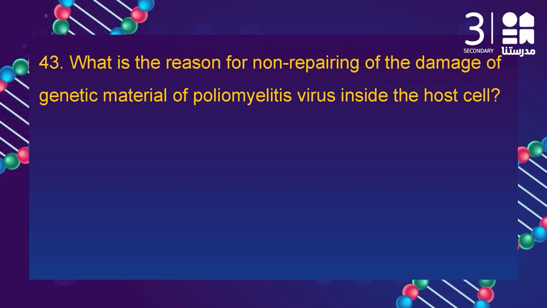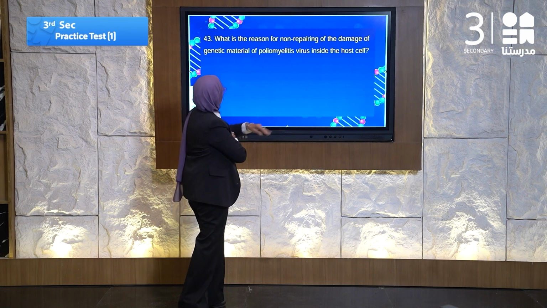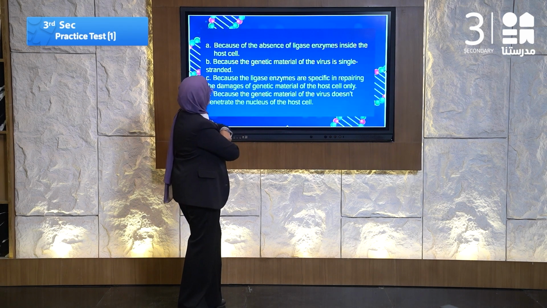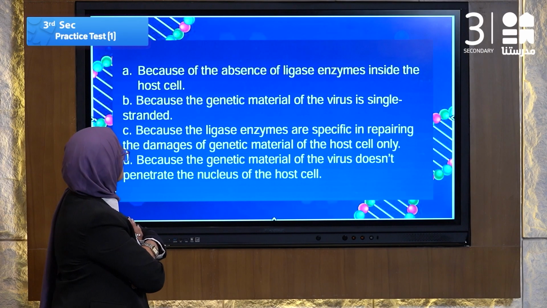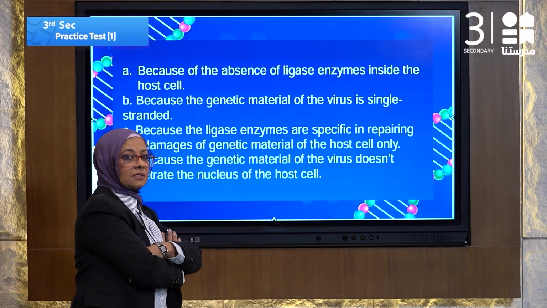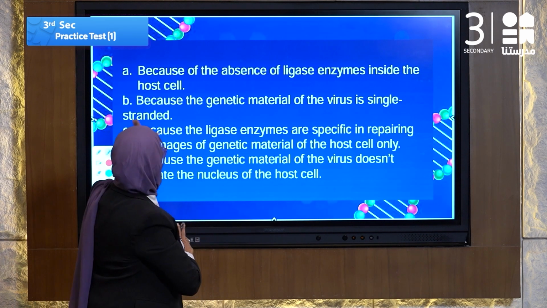43. Let's read the question number 43. What is the reason of non-repairing of damage of genetic material of poliomyelitis virus inside the host cell? Poliomyelitis cause paralysis in some limbs. Yes, let's go. What are the choices? A, because of the absence of ligase enzyme inside the host cell. B, because the genetic material of the virus is single strand.